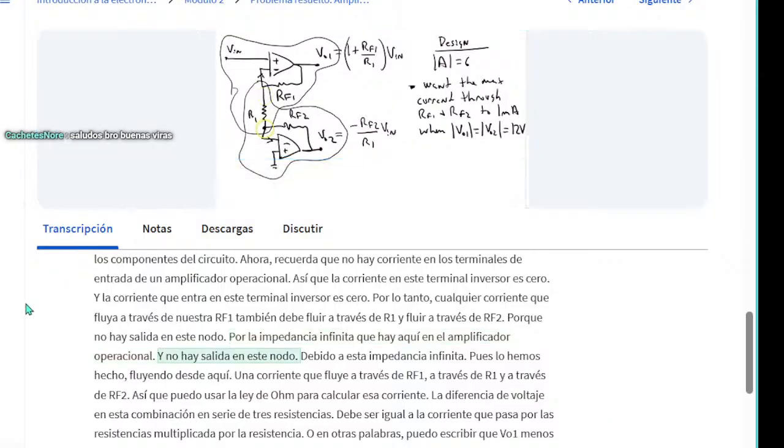And there's no way out at this node because of this infinite input impedance. So we have flowing from here a current that flows through RF1, through R1, and through RF2. So I can use Ohm's law to calculate that current.